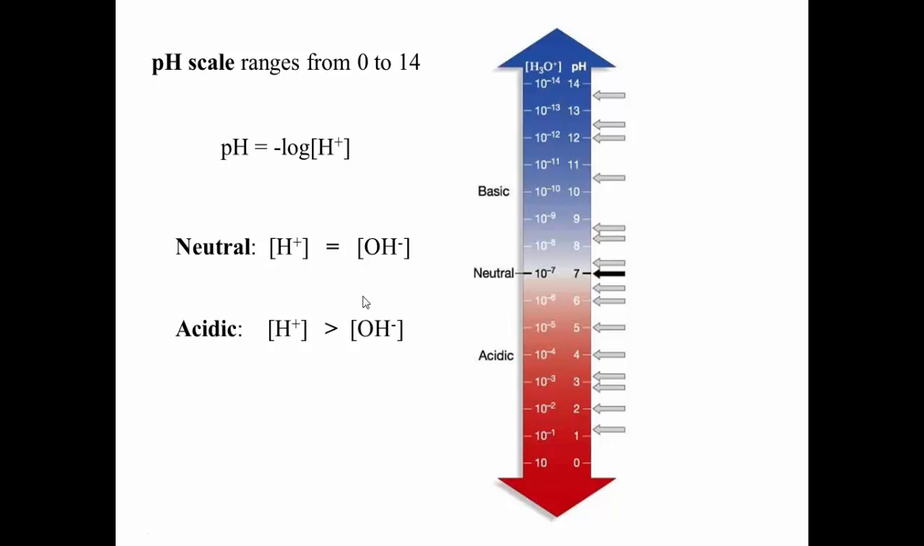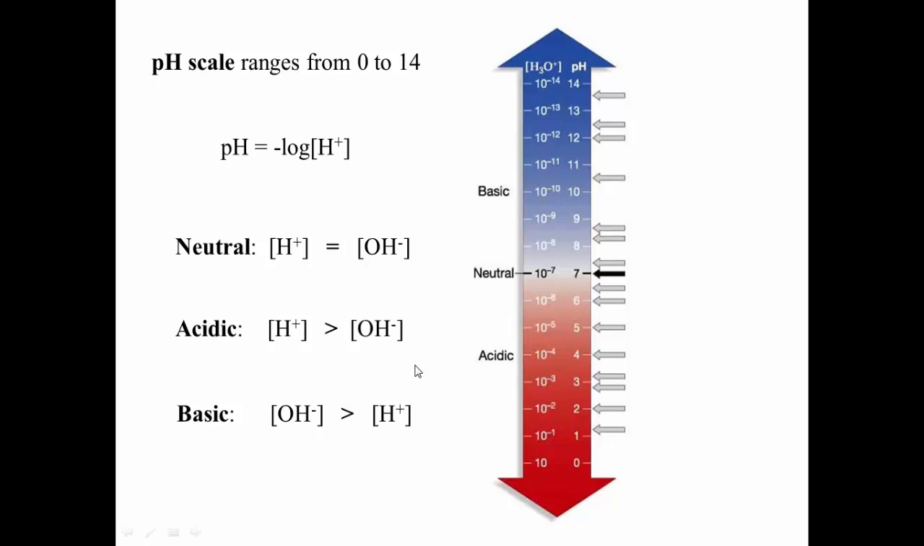So the higher the concentration of hydrogen ions compared to hydroxide, the smaller the number becomes. So this number right here, the value of the pH, drops or decreases. So the more acidic a solution is, the lower the pH value.